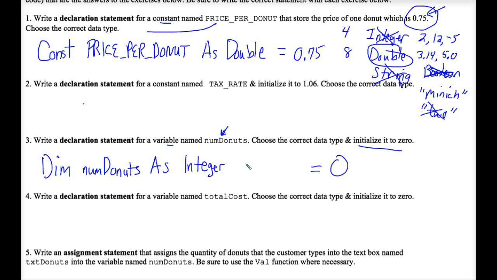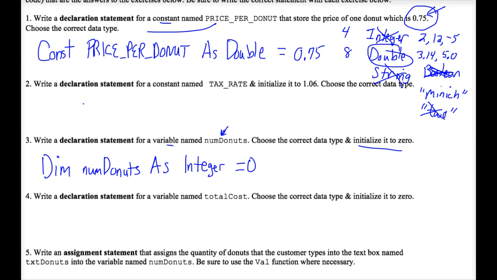And I don't like this big gap, so I'm going to put the equal 0 right there, and there's my final answer for number 3. This is a variable, numDonuts. Later in the program, numDonuts will become a bigger number like 3 or 4 or 5, depending on how hungry the customer is when they order donuts.